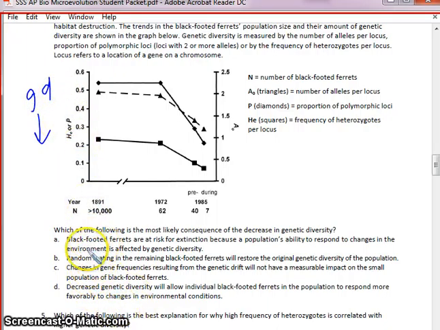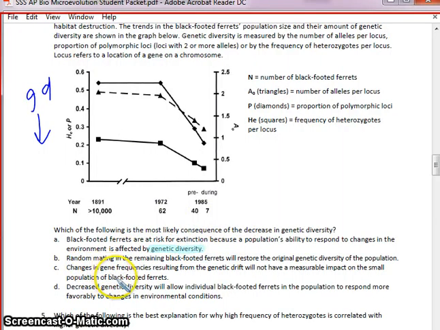So let's look at our answer choices. Black-footed ferrets are at risk for extinction because the population's ability to respond to changes in the environment is affected by genetic diversity. I like the words here, genetic diversity. It's going down, and that could be affected by that. Let's keep looking at our other choices.